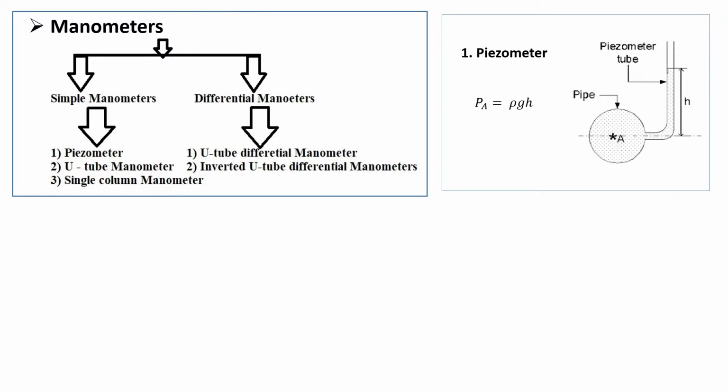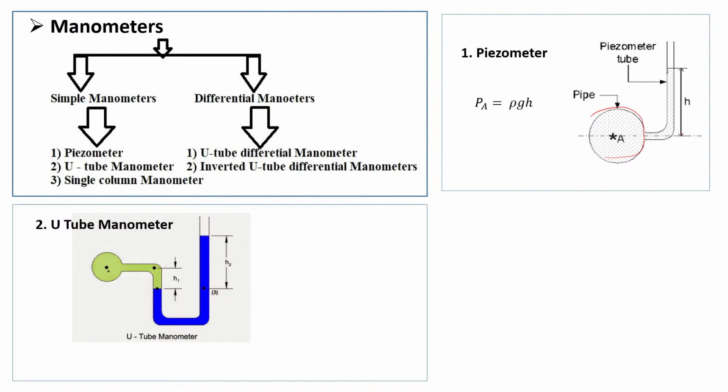So this is piezometer. Piezometer is just a simple vertical tube having diameter more than 8 mm, just to avoid the capillarity effect. And by using the height in that piezometer tube, we can measure the pressure. So suppose this is the cross section area of the pipe and we have attached a piezometer to that pipe. So by measuring this height h, we can find the pressure. Likewise, U-tube manometer is also there. In case of U-tube manometer, manometric fluid is there, that is indicated by this blue color. So by measuring these heights h1 and h2, we can find out the pressure at point A.